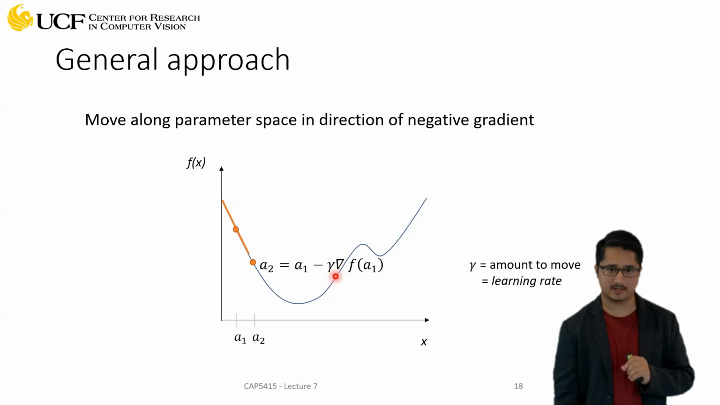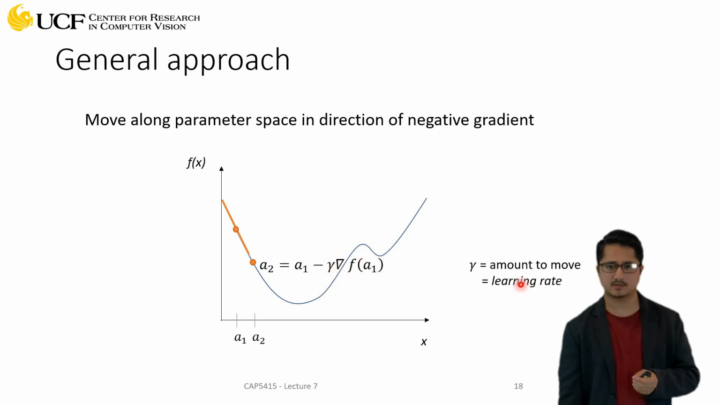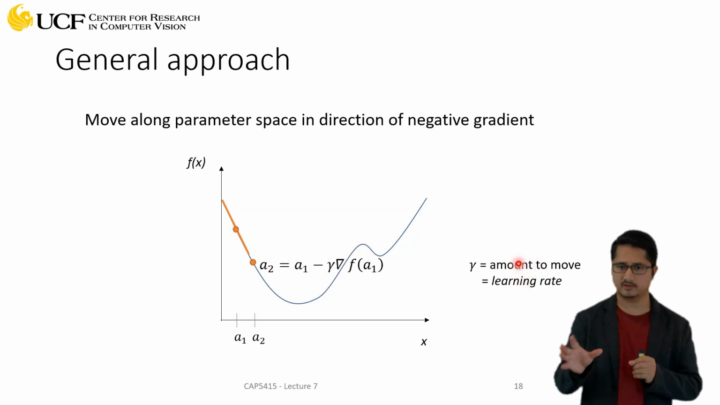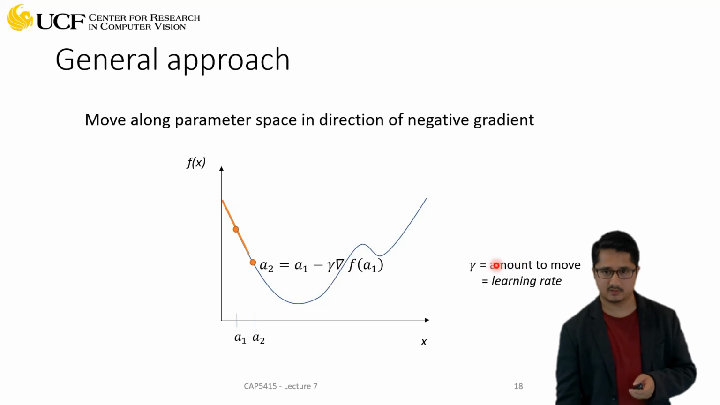And this gamma over here, it's again a parameter, and it's called learning rate. And learning rate, again, it's a hyperparameter. When you train your network, you will work on that a lot. So let's try to understand what that learning rate is. That learning rate is just how big your steps should be.